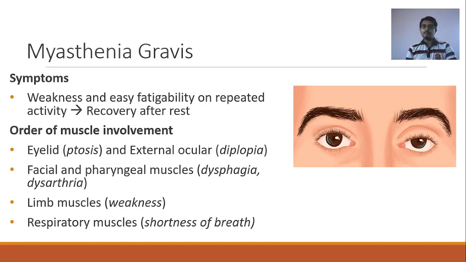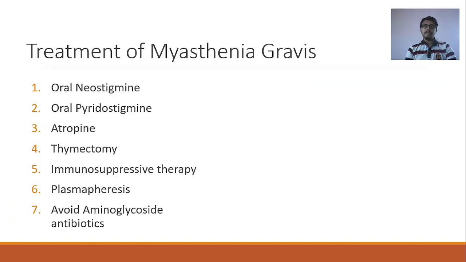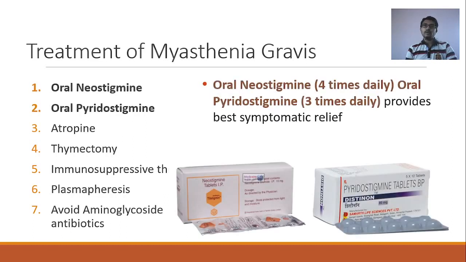So let us jump to the management of myasthenia gravis. These are all the various treatment options available. Remember, the drug of choice for symptomatic management of myasthenia gravis is oral administration of anticholinesterases, neostigmine and pyridostigmine. Both of these are reversible, water-soluble anticholinesterases.